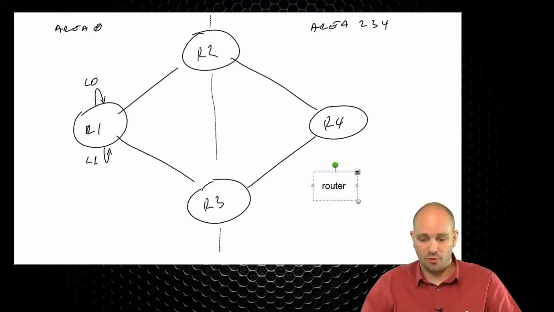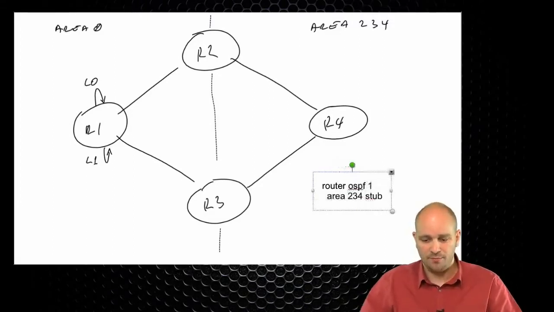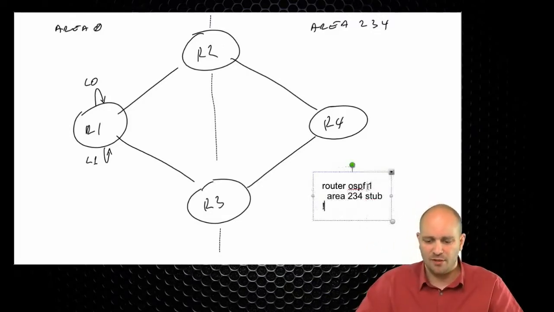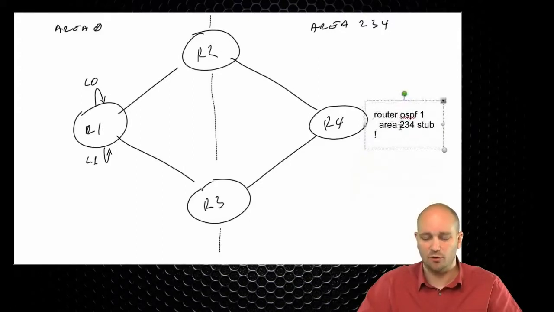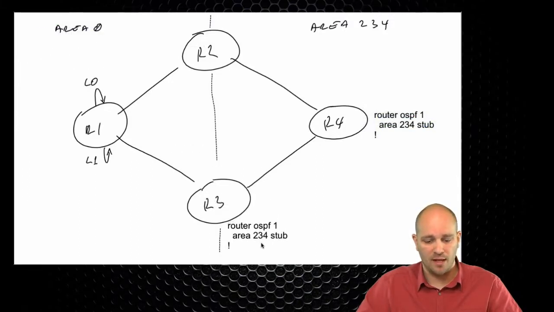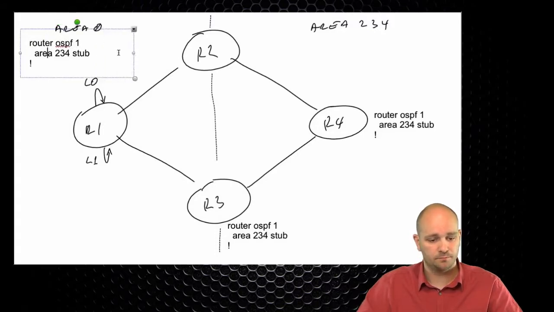Now, this is going to be the configuration for area 234 on R4. So I'm going to say router ospf 1, area 234 stub, and then assume that there are network statements in place, but save me the trouble from actually having to type them out. So this is the configuration here. Now, the configuration on my R3, let's say it's this, and let's say that this is the configuration on R2.